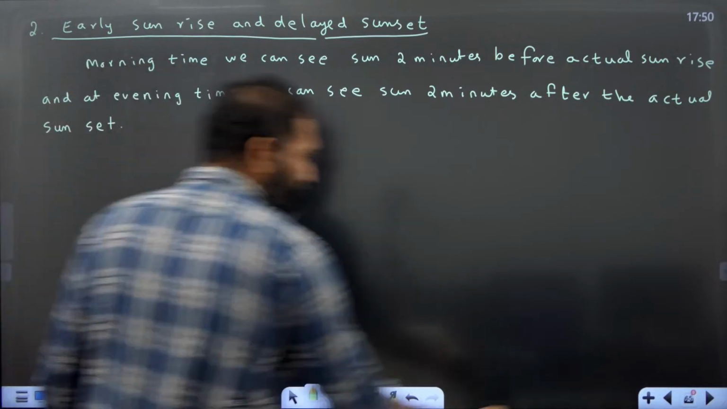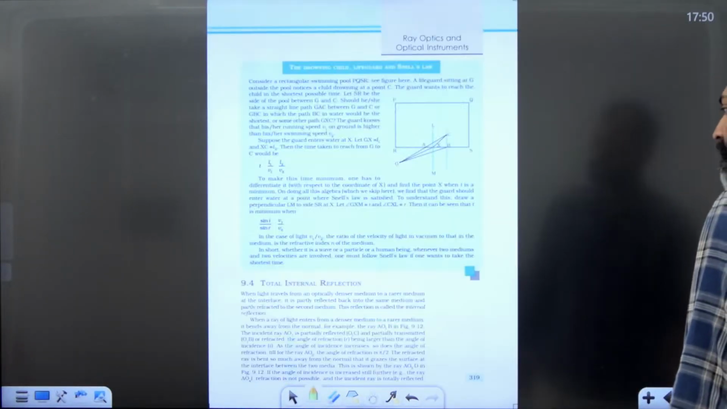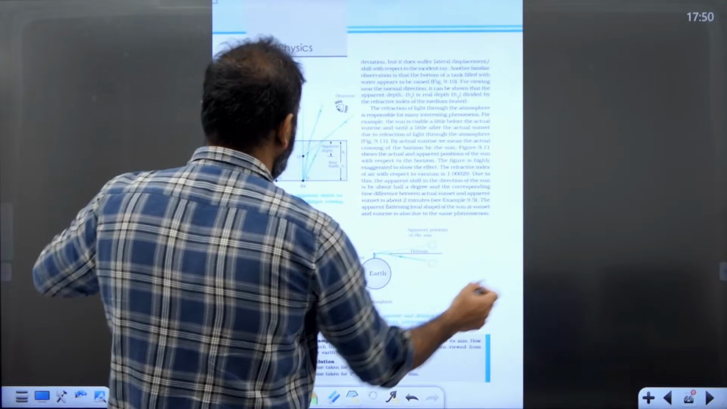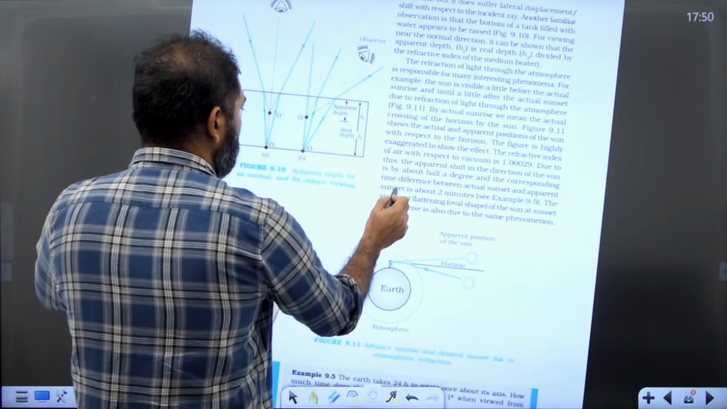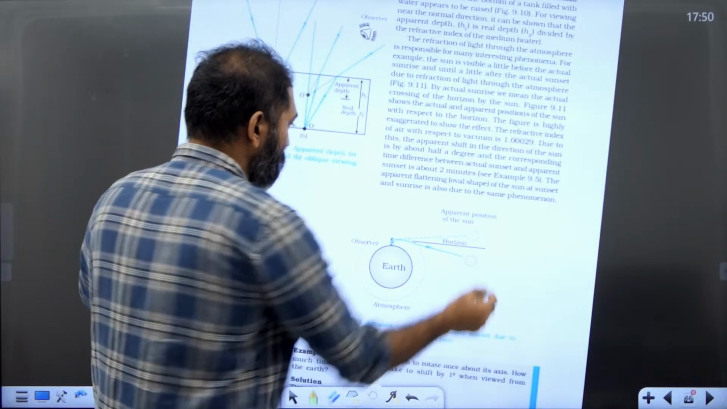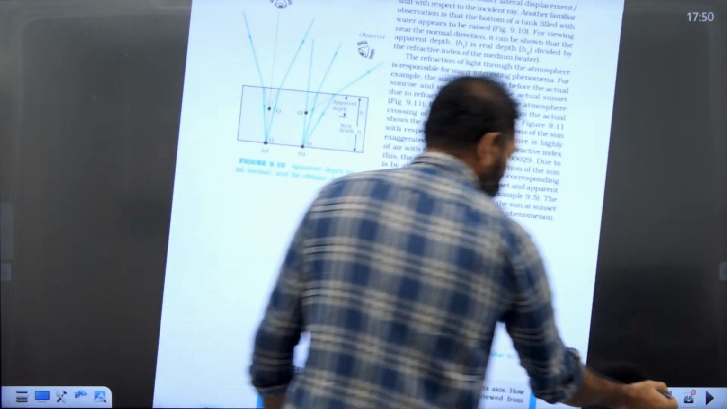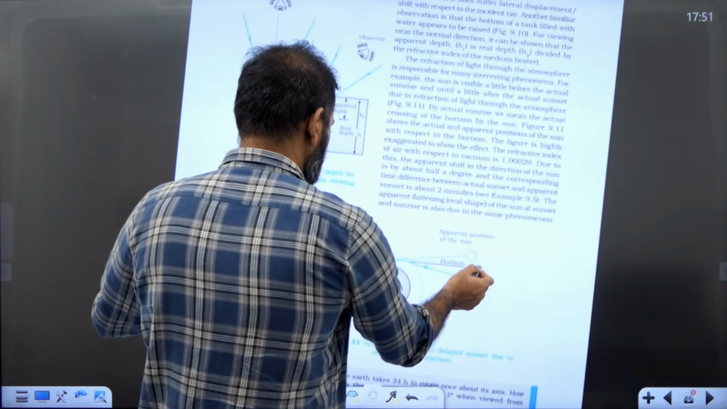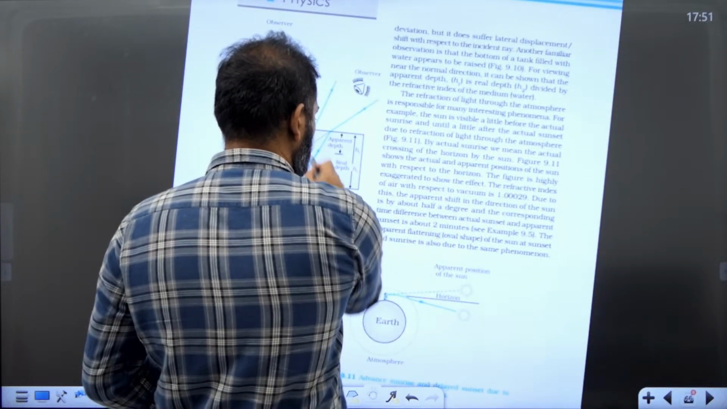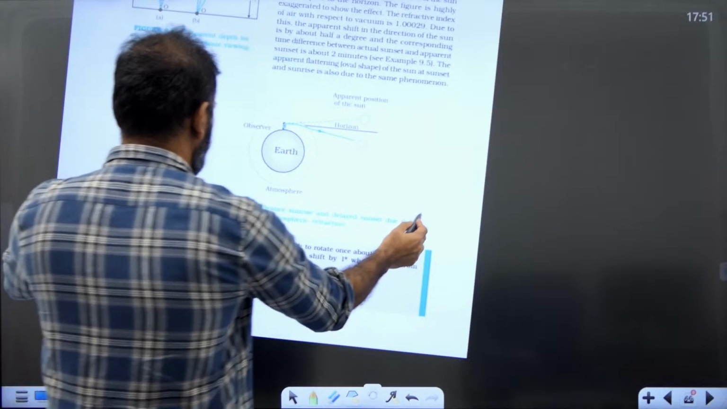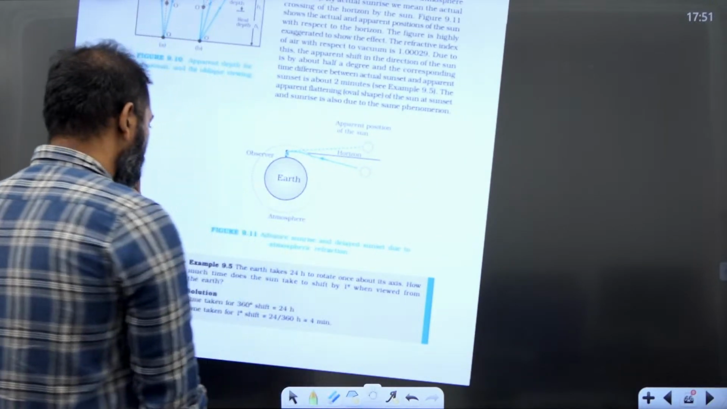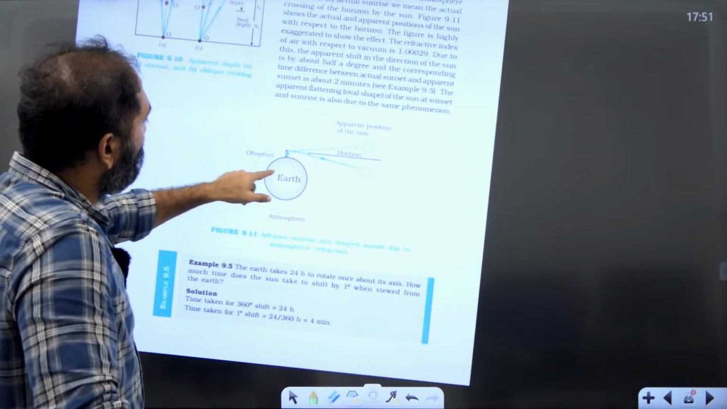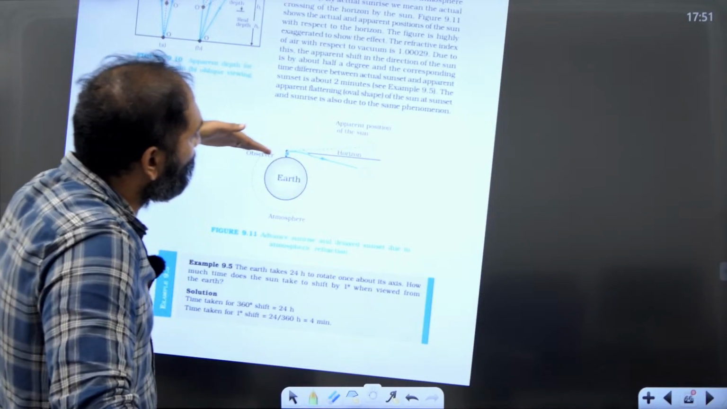So I think that figure is here. I hope you can see this figure. See, this is observer, this is horizon.